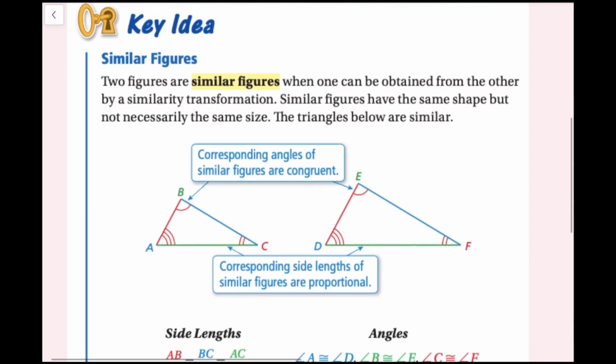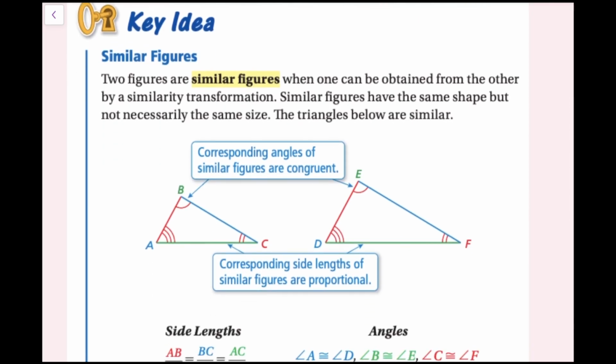So I'm going to go down here. Similar figures. Two figures are similar figures when one can be obtained from the other by a similarity transformation. Similar figures have the same shape, but not necessarily the same size. The triangles below are similar.